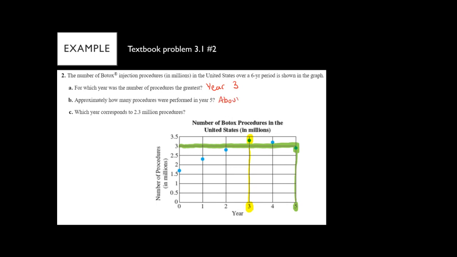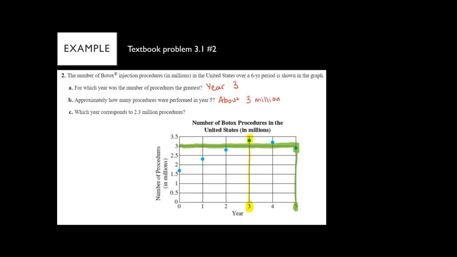So we don't know the exact number, but it's close enough. So we're going to just say that's about 3 million. It's really close. That's the best we can do off of our graph here. And then we've got our next question.